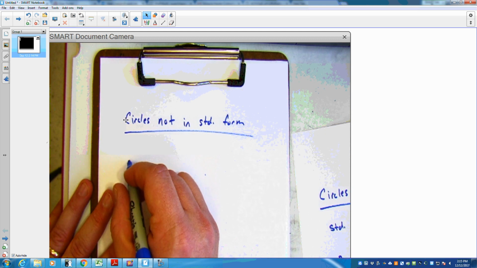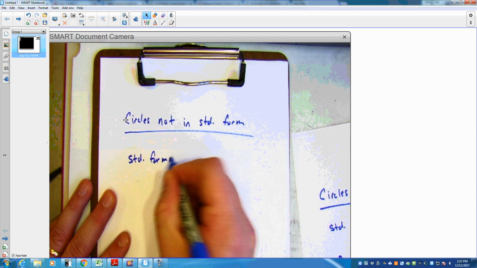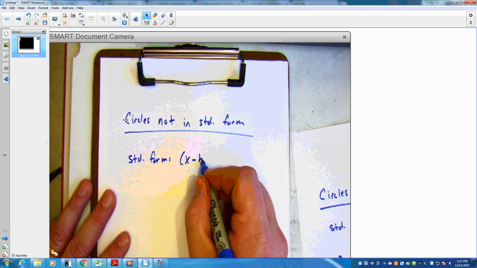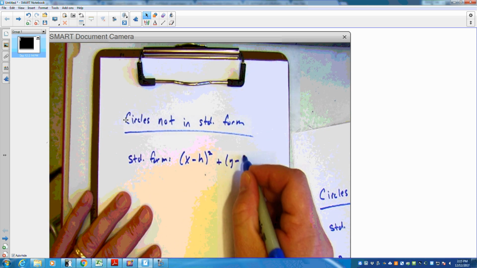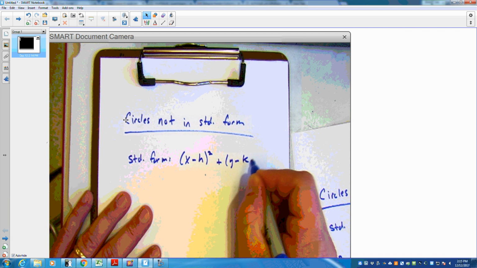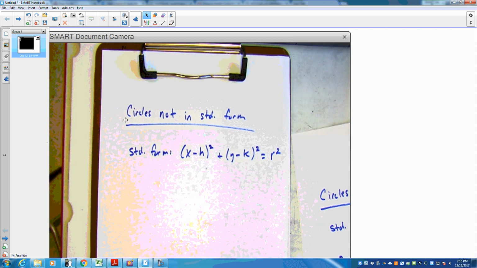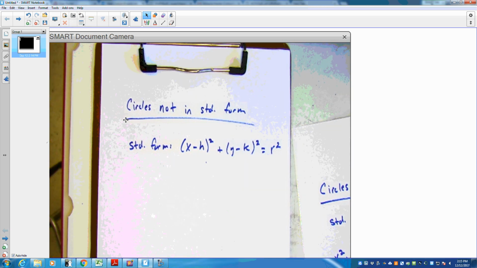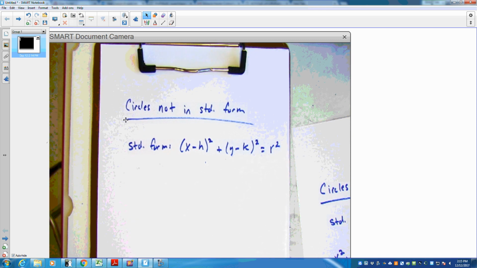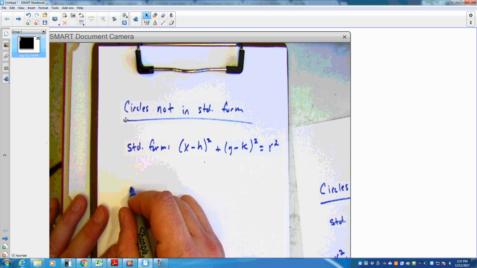Now, let's look at what's the standard form of a circle? (x minus h) quantity squared, all right, plus (y minus k) quantity squared equals r squared. All right, so now, if it's in that form, you can tell me the radius, you can tell me the center, and then from that you can graph it. All right, but what if it's not in that form? What if it looks like this?